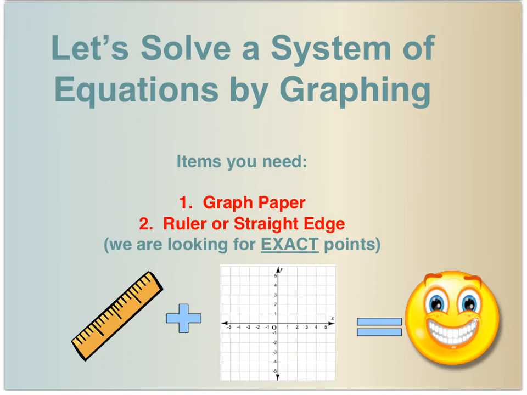The items that you'll need are graph paper and a ruler or a straight edge. Remember, we are looking for exact points. We want exact points, and the only way you can get those is if you use a straight edge and graph paper. If you use those, you will have a very happy Mrs. Dodson. And we always want a very happy Mrs. Dodson, because we all know if Mrs. Dodson's happy, everybody's happy.